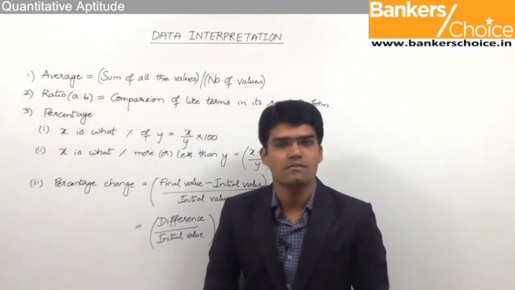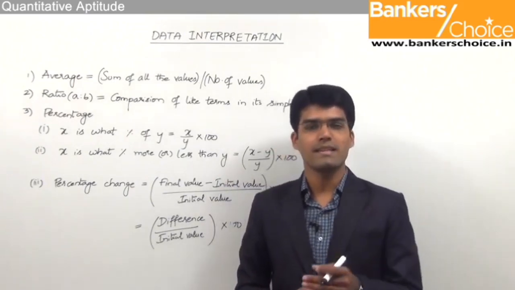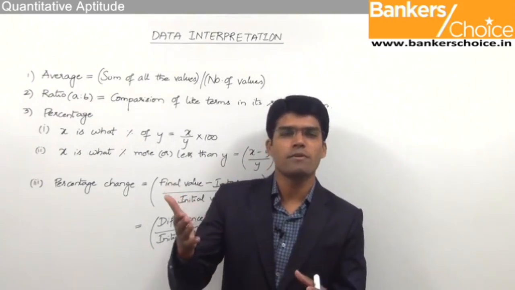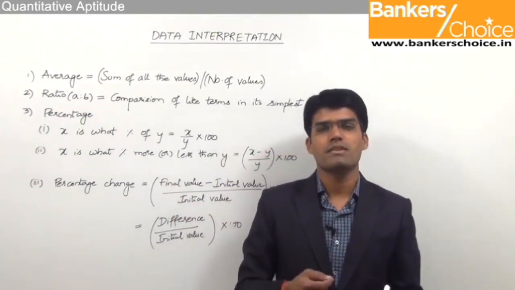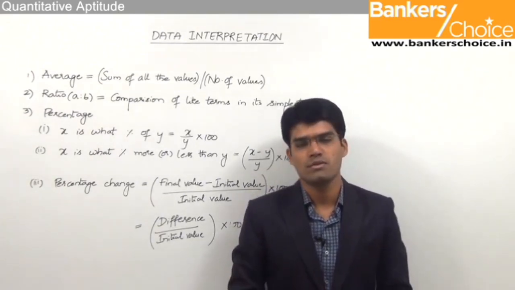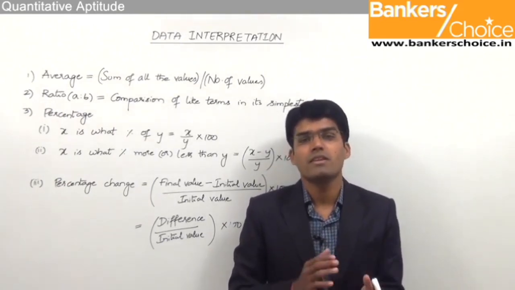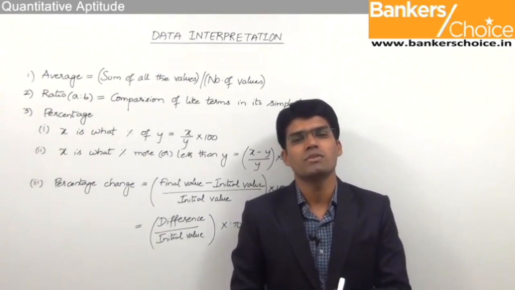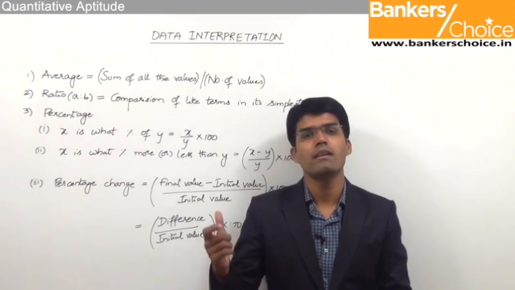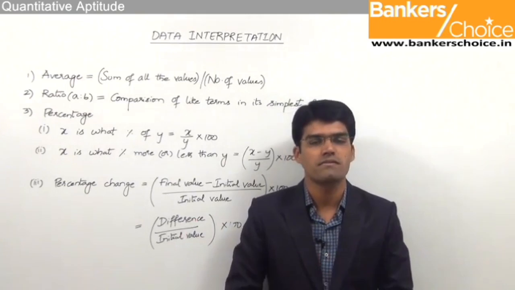The second commonly asked question from data interpretation is from ratio. Ratio, we know, is represented as A is to B. It is nothing but a comparison of like terms in its simplest form. Let us again consider that the profit of a company is given for various years. Now the question may say, what is the ratio of profit made in 2004 to the profit in 2007? So we simply need to take these 2 values and find out the ratio. Or it may be, what is the ratio of the sum of the profits in 2001 and 2003 to the profits in 2004 and 2007? So 2001 and 2003 profit taken together, 2004 and 2007 profit taken together, the ratio has to be calculated. So that's how we can solve questions from ratios.